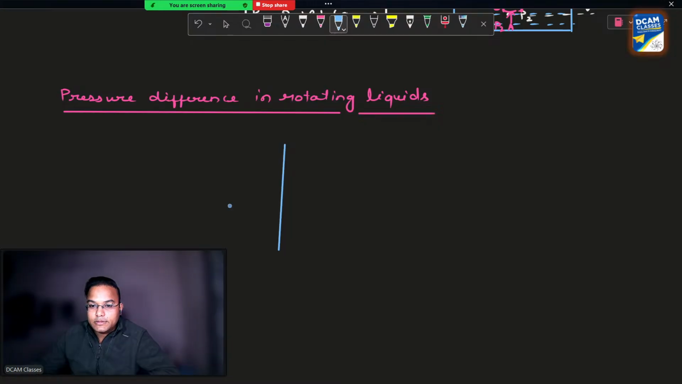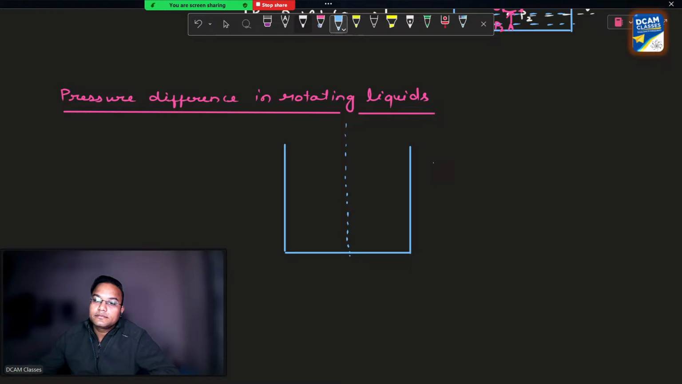Let me draw the container first. Now, what is the situation? This is the center of this container. There is water, and you will see when it is rotating like this with angular speed omega, the shape of the curve will be like this. They say it is a parabola, but till now we do not know whether it is a parabola or not. We'll try to find why it is a parabola.